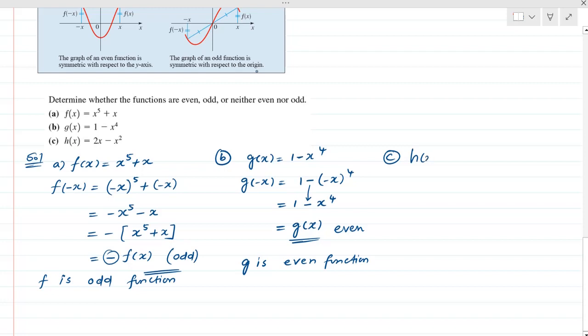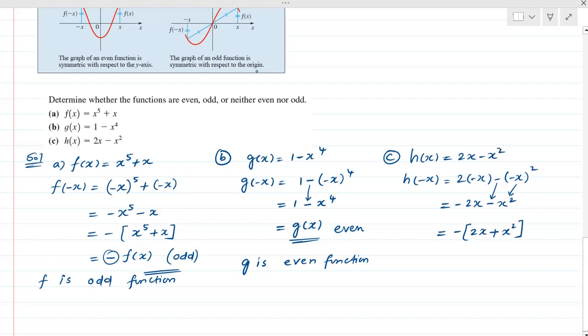h of x equals 2x minus x square. I replace the same thing, x equal to minus x. You will get 2 times minus x minus minus x whole square. So what will we get here? This is equal to minus 2x. Since it is an even power, it becomes x square. This minus is as it is. Now if I take the minus outside as common, you will get 2x plus x square.